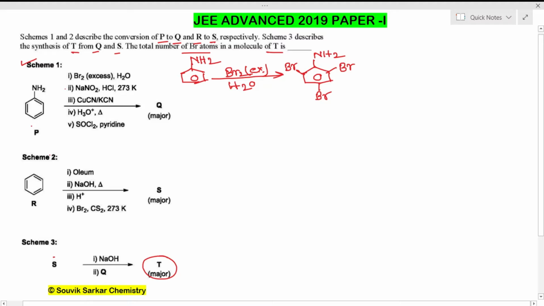In the next step, this is treated with NaNO2, HCl and 273 Kelvin. This is the common diazotization reaction. So we are reacting with NaNO2, HCl at 273 Kelvin. It will form the diazonium salt, that is N2+ Cl-, and there will be bromine as usual.